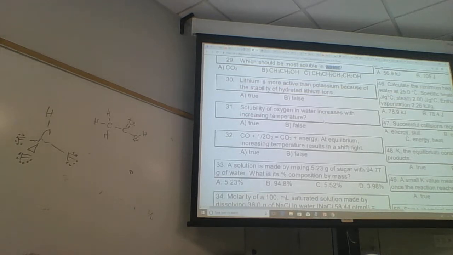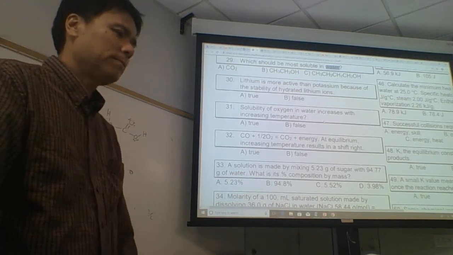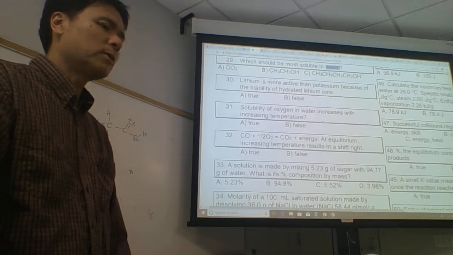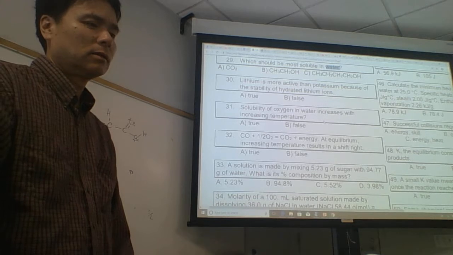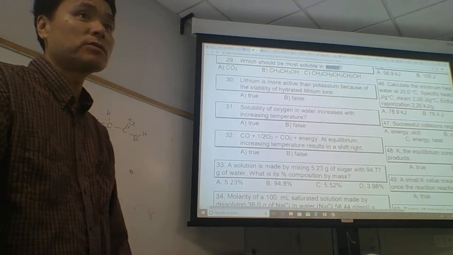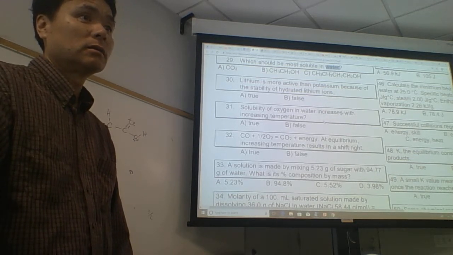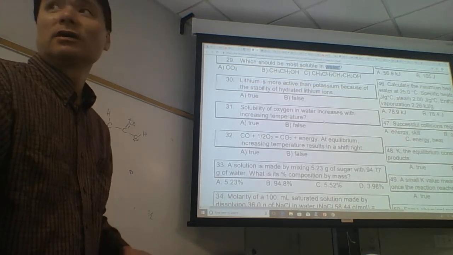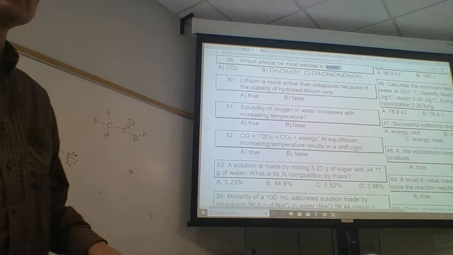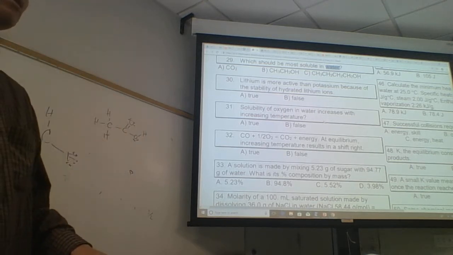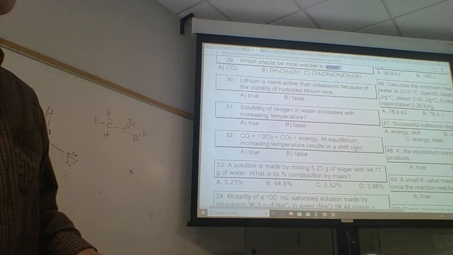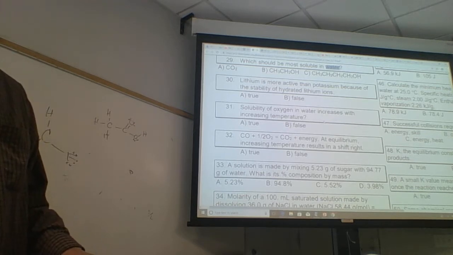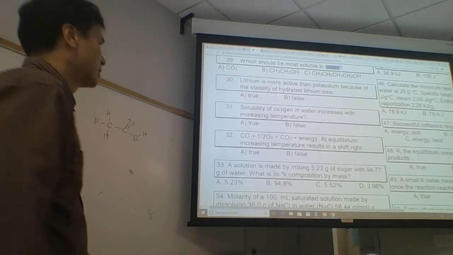Solubility of oxygen in water increases with increasing temperature. Well, what happens, let's say with CO2. Let's say you have sparkling water. What happens if you increase the temperature of sparkling water? It goes flat. It goes flat quickly, because the solubility of CO2 goes down with increasing temperature. It's harder to keep a gas in water at high temperatures because of all the kinetic energy.